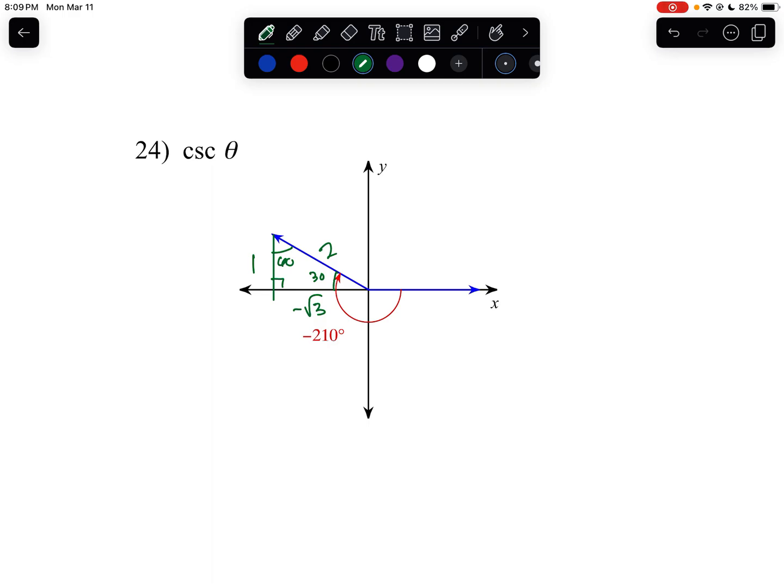Okay? And then we want cosecant. Cosecant is the hypotenuse divided by the opposite, and so that's going to be the hypotenuse is 2, and then the opposite is 1. So this one's going to be 2.